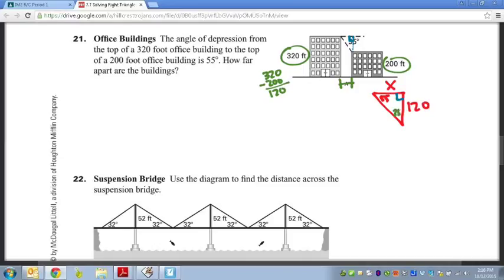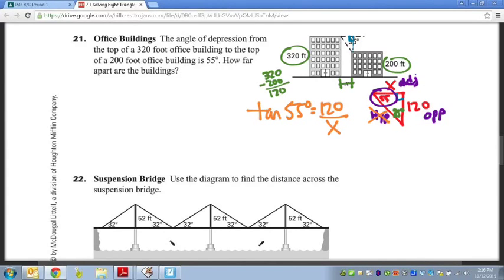Okay? So if this is 55, that means this is 35. If we need to find out what x is, we simply do our calculations. So let's say I do trigonometry from here. I know that this is the opposite. This is the adjacent. And this is the hypotenuse. For this particular triangle, I know nothing about the hypotenuse. So opposite and adjacent, that's used by tangent. So tangent of 55 degrees equals 120 over x.